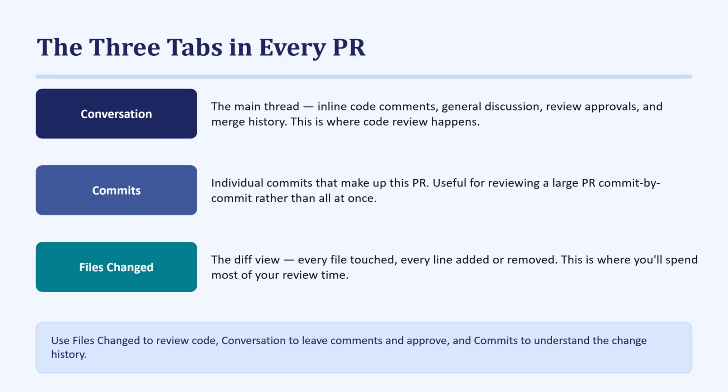When you're looking at the pull request on the GitHub site, there are three tabs in every pull request. One is for conversation. This is the main thread where everyone can talk: inline code comments, general discussion, review approvals, merge history, and this is where code review happens. Commits are the individual commits that make up this pull request. If you've been working on this feature branch for a while and have 20-something commits, they'll all show up under the commits tab. This is really useful when reviewing a large pull request and we want to look commit by commit rather than all at once.